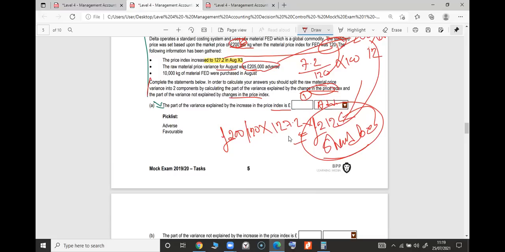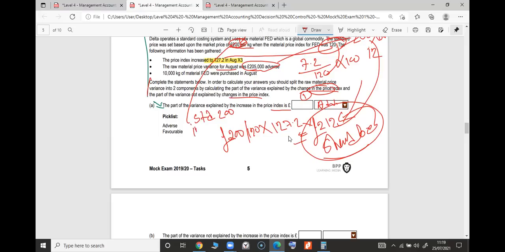10,000 kg material and adverse, because of index, 200 was your standard. Okay, let me do it then. 200 was standard. Okay, Umit has done quite a lot of work. Just bear with me. Let me do it.